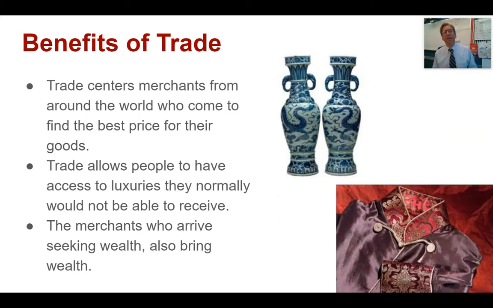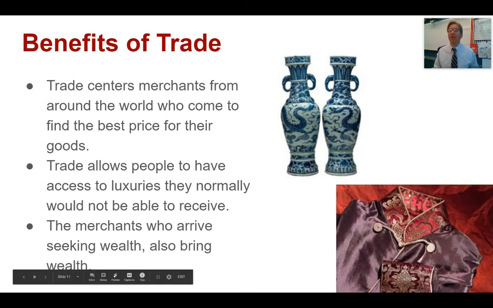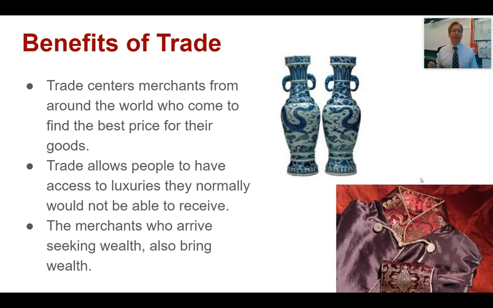So the benefits of trade. At these trade centers, merchants from around the world would come and get their best price for their goods. So these merchants are learning about the goods available around the world, taking back a fair portion of wealth or other goods to their homes. This trade allows people to have access to luxuries that they normally wouldn't have. Chinese pottery, as an example, Chinese silk, as an example. These were two of the top items. And merchants who would arrive seeking wealth would also bring wealth with them. And if they're coming from Europe, they might be exchanging olive oil and wine, which were desired in China, in exchange for these goods. So goods or knowledge are spreading.